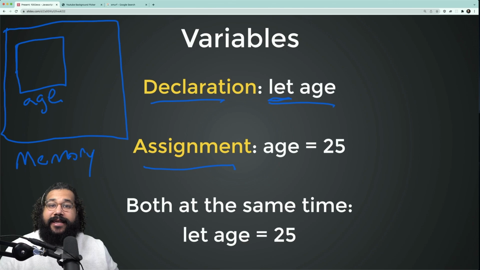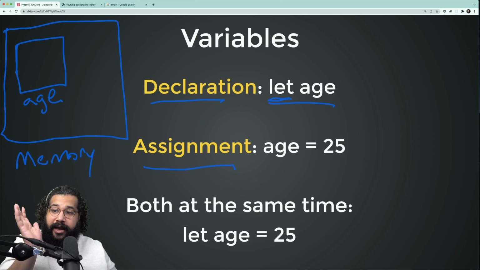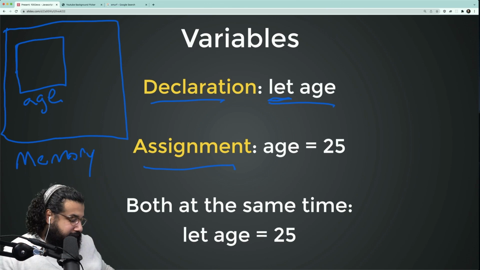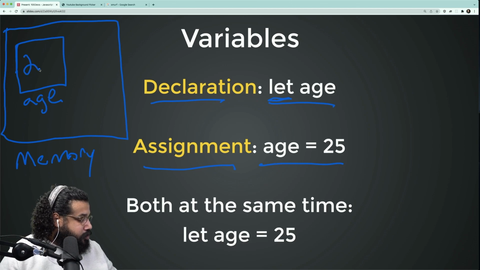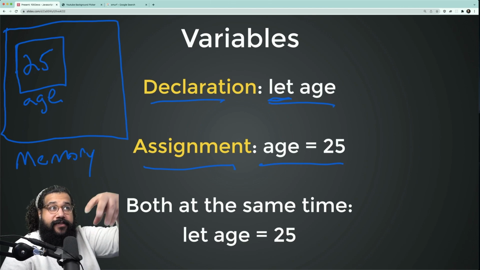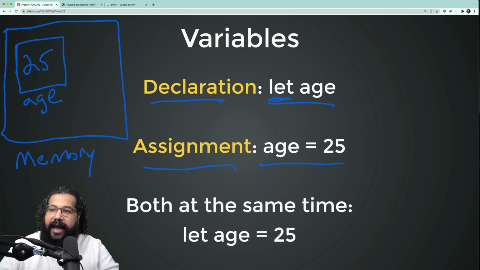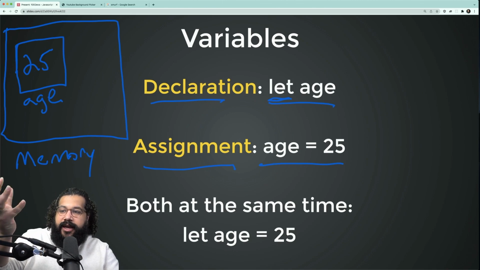That takes us to our next step, which we call assignment. With the assignment step, we can actually assign that bucket a value. Like we can put something in it. So here you can see I'm going to set age equal to 25. That's the same thing as putting the number 25 into our bucket. And now that value is stored in memory. And at any point in time I want to retrieve that age, I can. I can ask the computer, hey, what's stored in the age bucket? And it will give me 25.